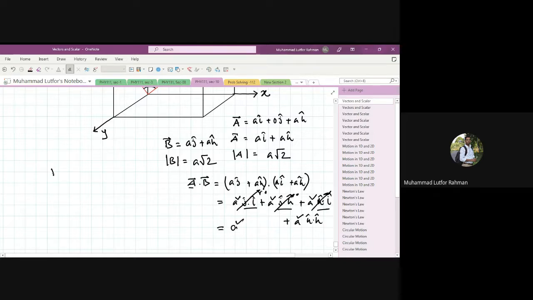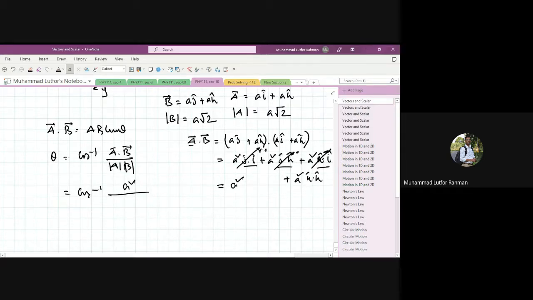Now I'm going to use the formula, a dot b equals ab cosine theta. I just need to find theta. It would be cos inverse of a dot b divided by the magnitude of a and the magnitude of b, which will give me cos theta. a dot b is a square, right? And the magnitudes of a and b are a root 2 each, which gives a square into 2, right? That's why this a square cancels out. You'll find cos inverse half.